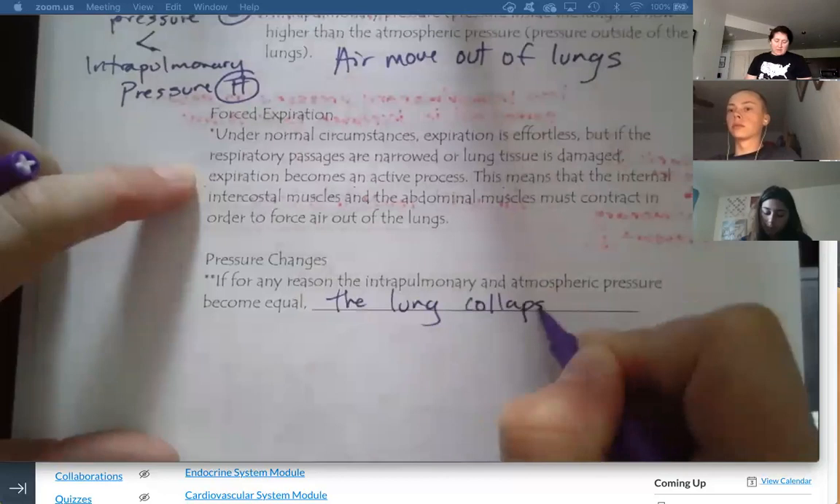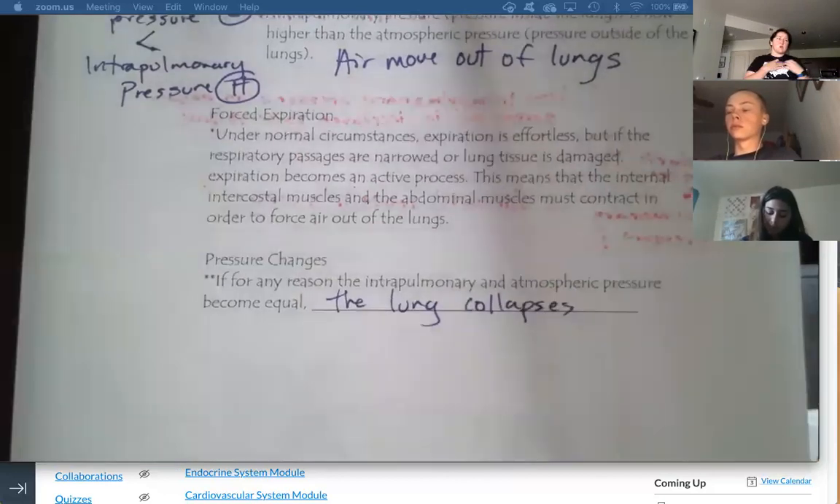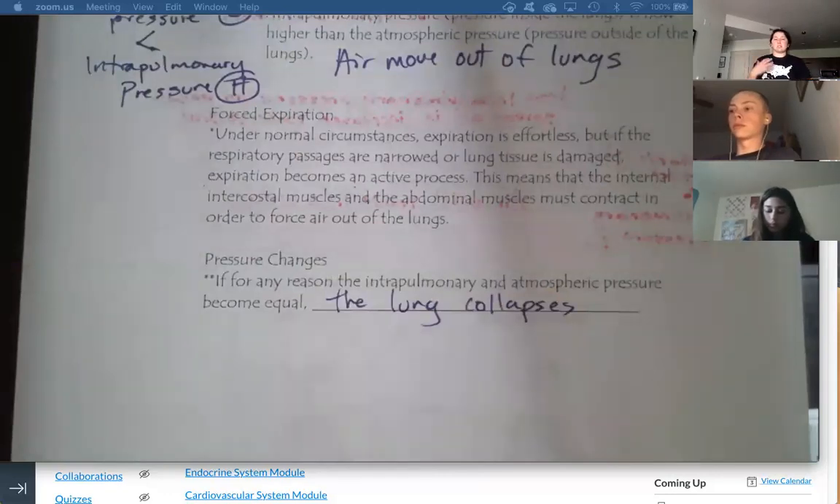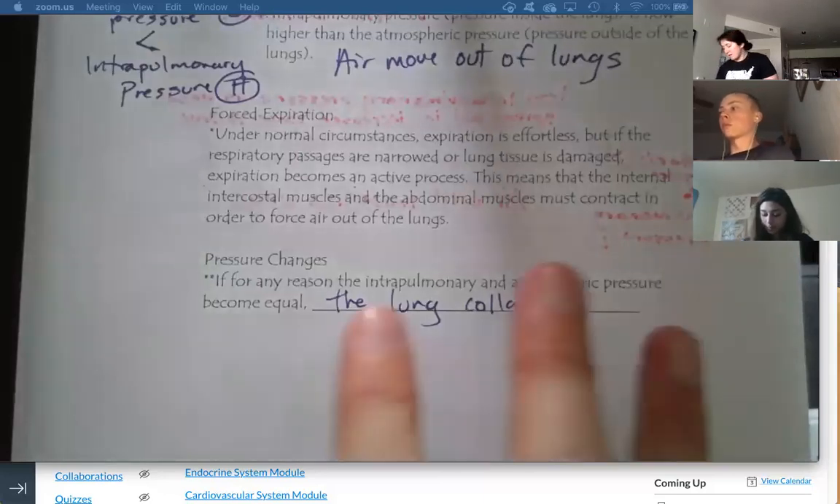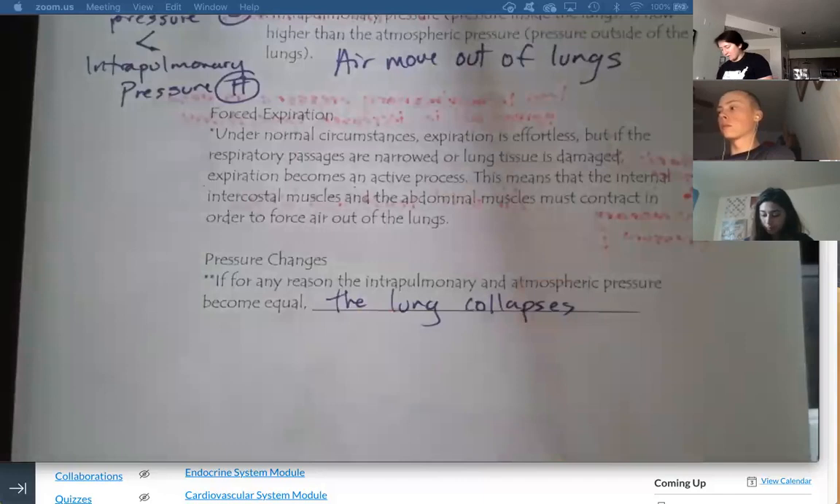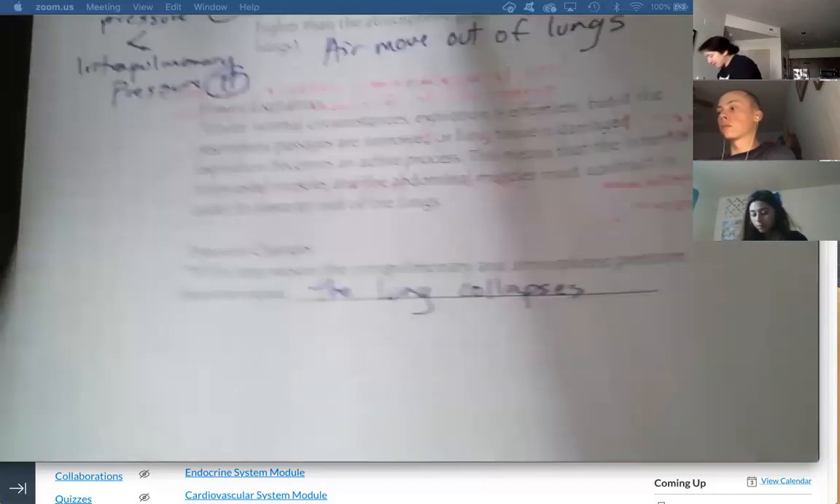So there are things that can happen where you have damage to the pleural sacs around the lungs, or a hole in the chest, or a variety of different things can happen that cause the pressure to equal out, and then the lung will collapse. Like a tension pneumothorax. If you're wondering more about that, you can go ahead and look it up, or ask me later. But that is something that can happen, and it is fixable if it's fixed within a quick period of time. Okay, so that's breathing.